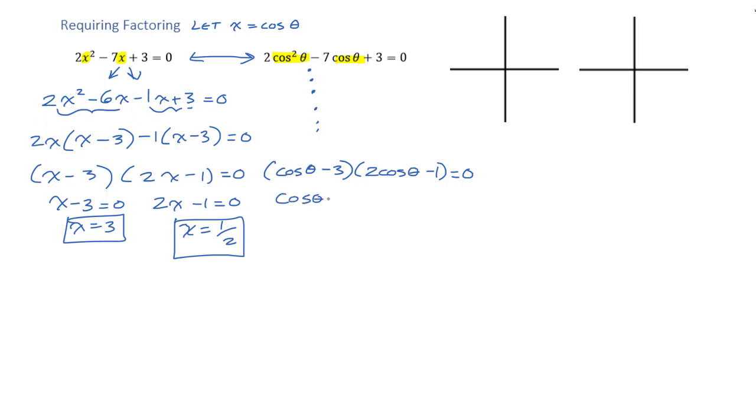So guess what we have here? Cos theta minus 3 has to equal 0. So that means cos theta has to equal 3. So that's one of our possible answers, right? The other one, 2 cos theta minus 1 has to equal 0. So you're going to add 1, divide by 2. You're going to get cos theta equals 1/2. All right, so let's think about this. We have 2 possibilities, right?